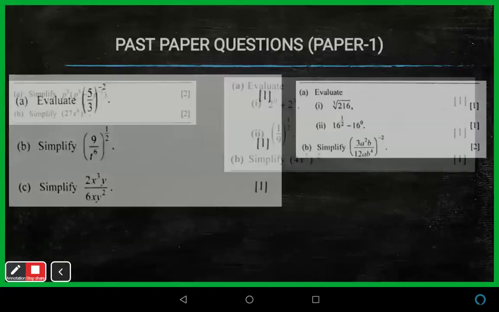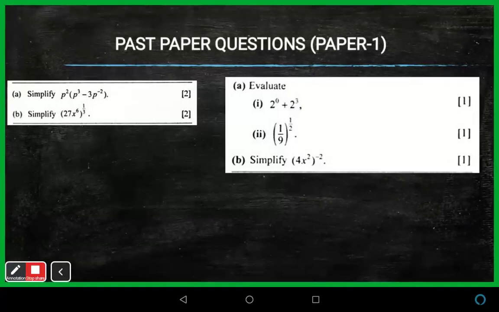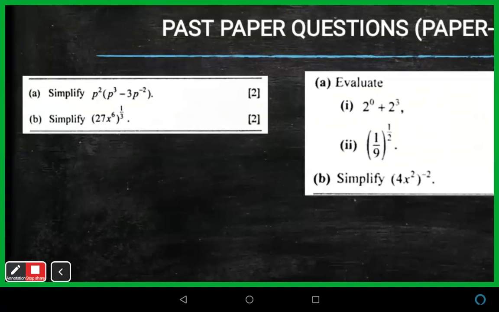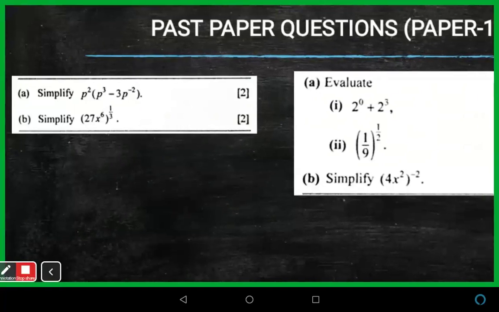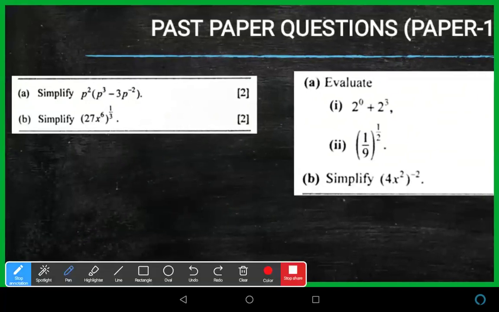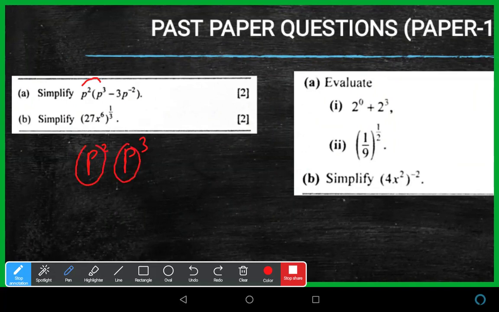Okay. Now we have a different type of question again. Simplify p raised to the power 2. Now we have to multiply p square to the bracket. So how can we multiply? First we multiply to this, so it will become p square dot pq. We know that when we multiply with the same base, the power will be added. So it will become p5.